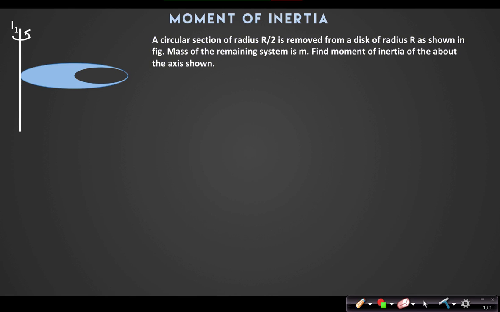Can you try this one? When a circular section of radius r by 2 is removed from a disk of radius r, as shown in the figure, the mass of the remaining section is m. So the left out portion has a mass m. What is the moment of inertia of that system about this axis?